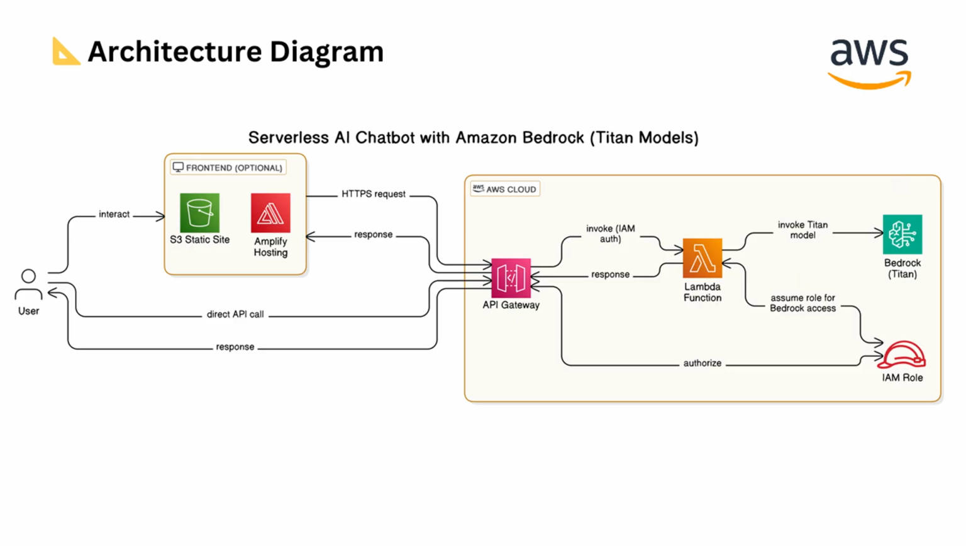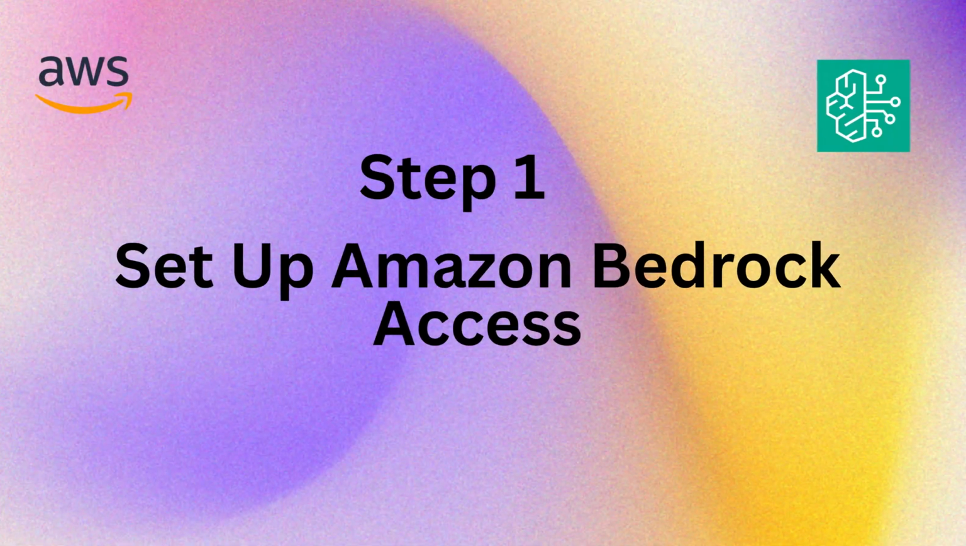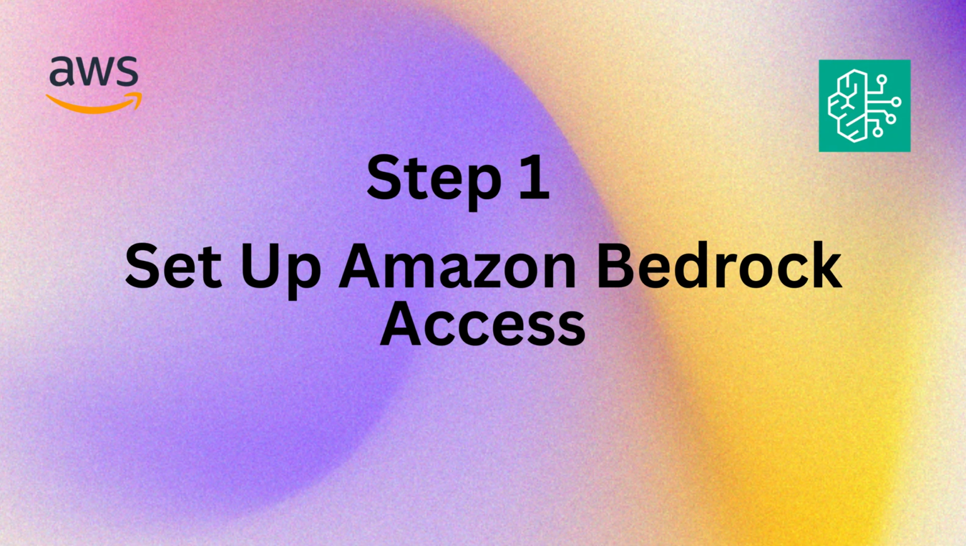Then the chatbot response flow goes like this. From Bedrock to Lambda, then Lambda to API Gateway, then API Gateway to the front end, and then the reply will reach the user. All right, without further ado, let's jump into the project. Now, the first step, we're going to set up Amazon Bedrock access.